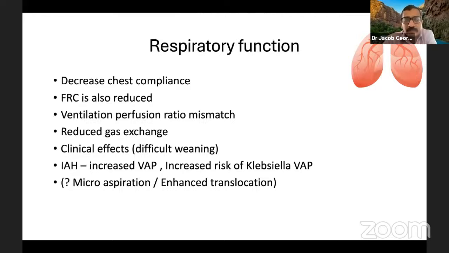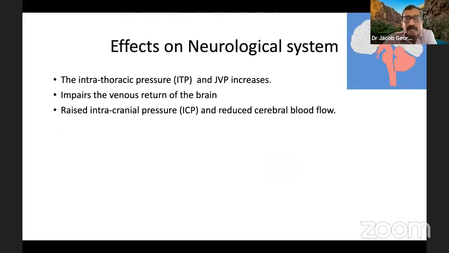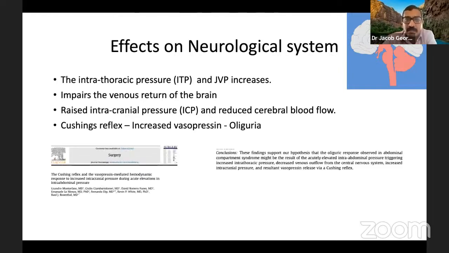Now, when the abdomen moves up, I told you that the intrathoracic pressure increases and your central venous pressure also increases. The rise in central venous pressure impedes venous return from the brain, and that causes venous stasis in the brain, resulting in raised ICP. This paper has also been published: in almost 50 patients undergoing laparoscopy, creation of a pneumoperitoneum raised the abdominal pressure, and they had an increase in the secretion of vasopressin, resulting in oliguria. So probably that is one reason why you have oliguria in patients with raised intra-abdominal pressure.